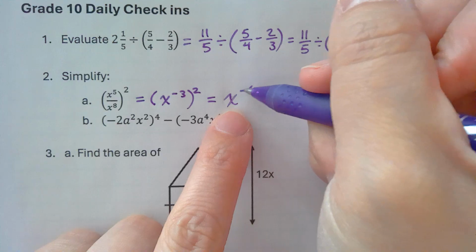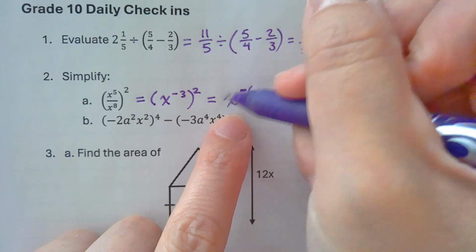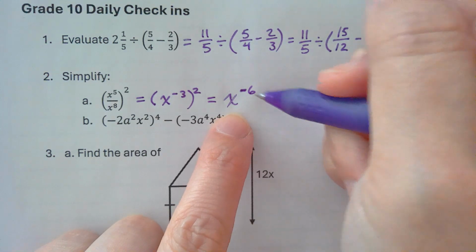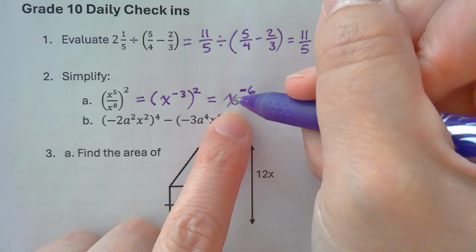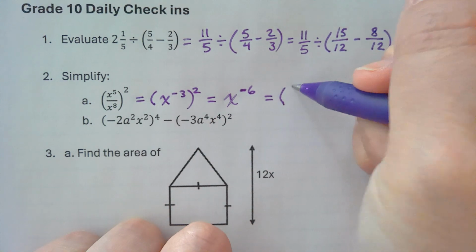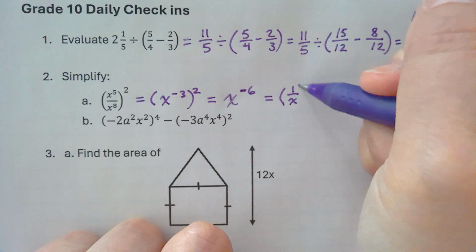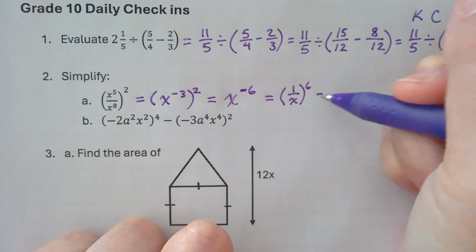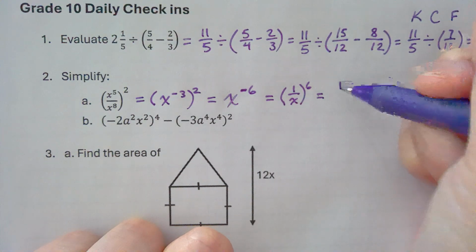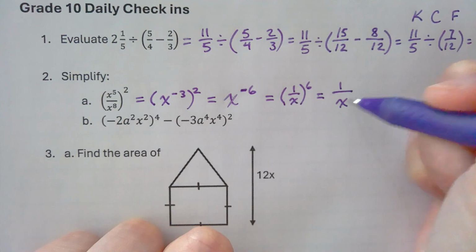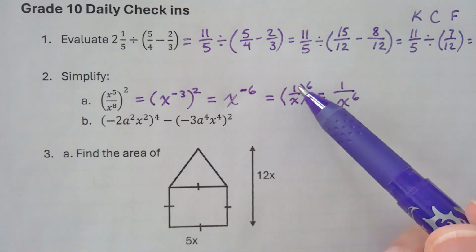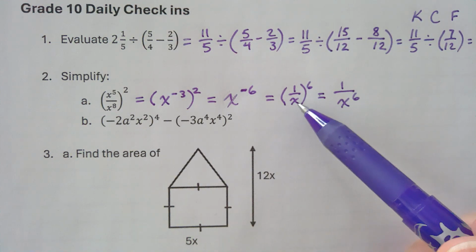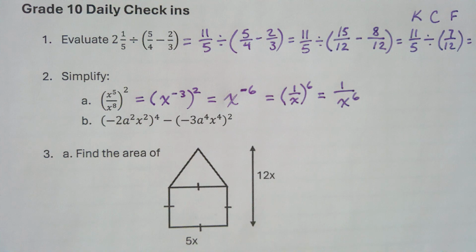Right. So this negative doesn't make the whole answer negative, remember. The negative exponent tells you to flip your base. So instead of x, when you flip it, it's 1 over x. So 1 over x to the exponent positive 6. So this is just 1 over x to the 6, because 1 times 1 times 1 times 1 is just 1, and then x times x times x times x is x to the 6.